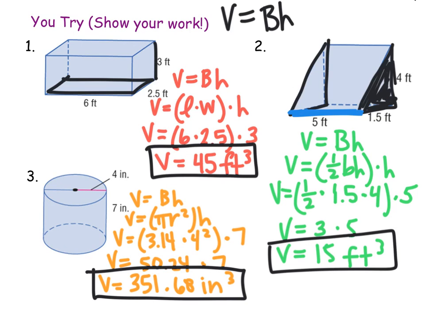All right, here is the answer for the volume of the cylinder, 351.68 inches cubed. If you did not get that answer, go back and take a look and see if you did 4 to the second power before you multiplied by 3.14. Again, using those order of operations first. You can't do 3.14 times 4. You have to do 4 times 4 and then times 3.14.